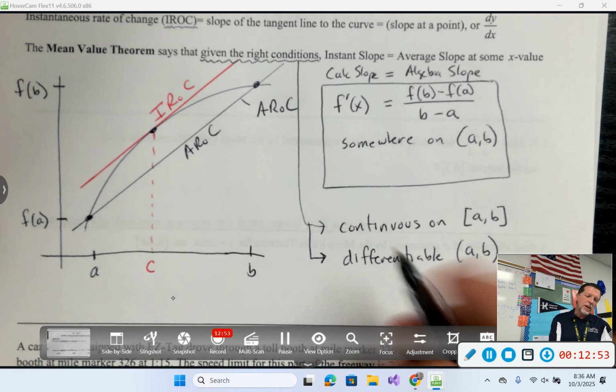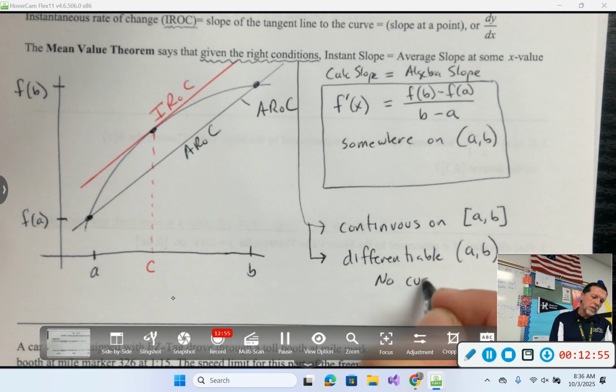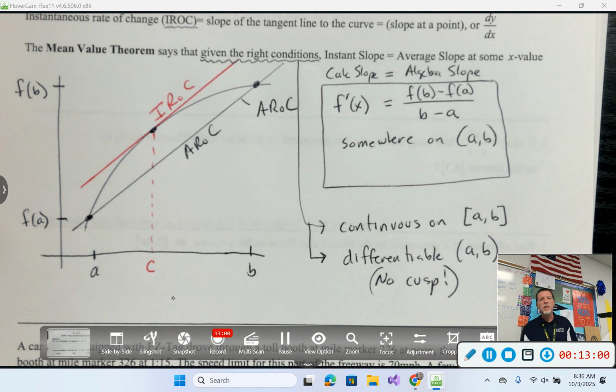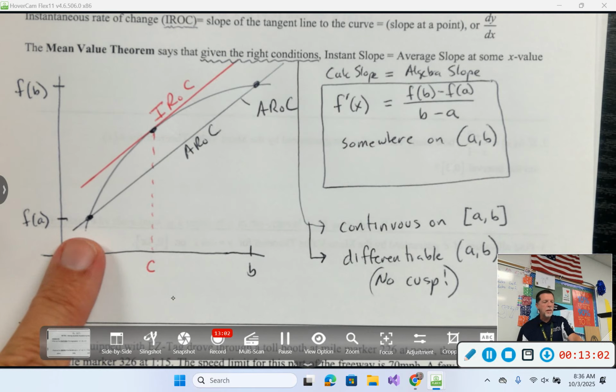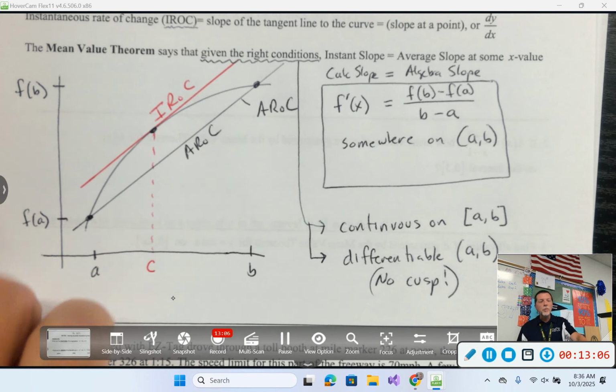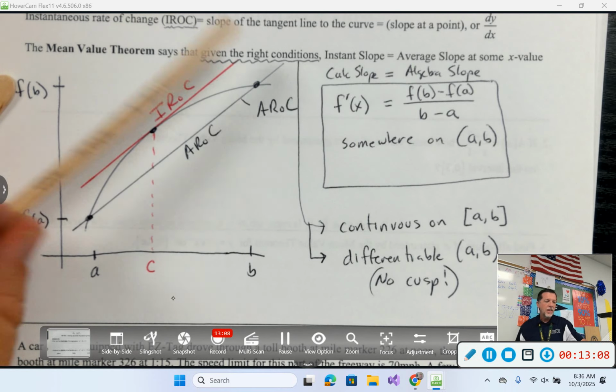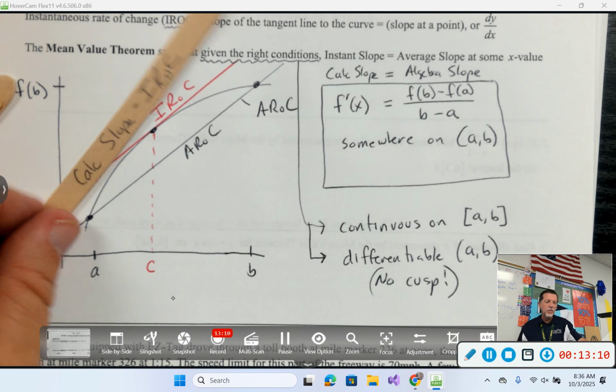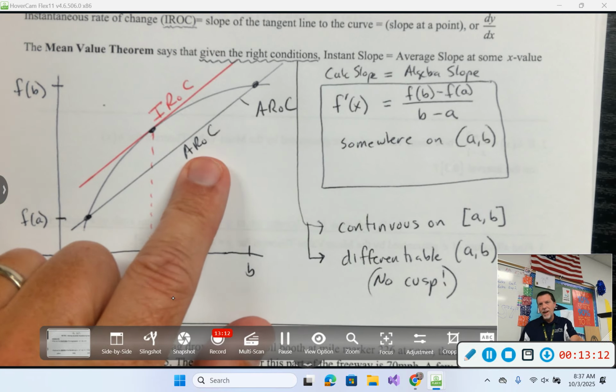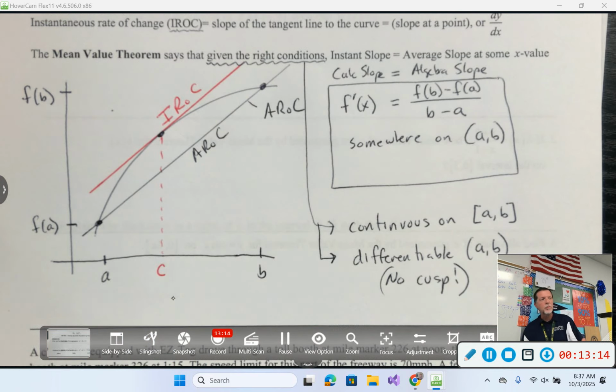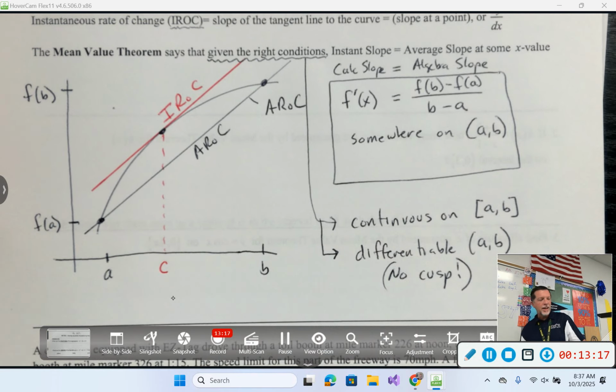Yeah, because a cusp would mess this up. Right, if we think about my path here, if it wasn't smooth, then it would be possible for the calculus slope to not equal the algebra slope. But if it's smooth, then it's got to happen somewhere.